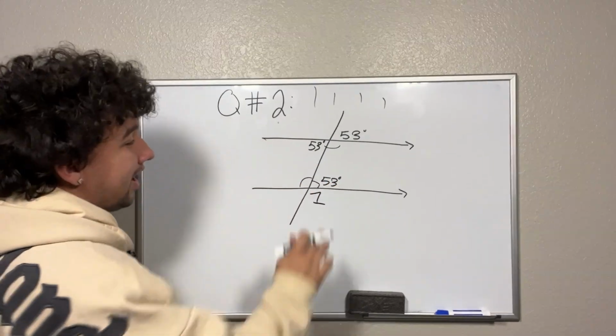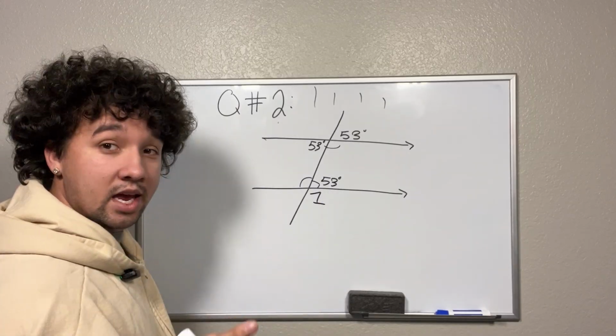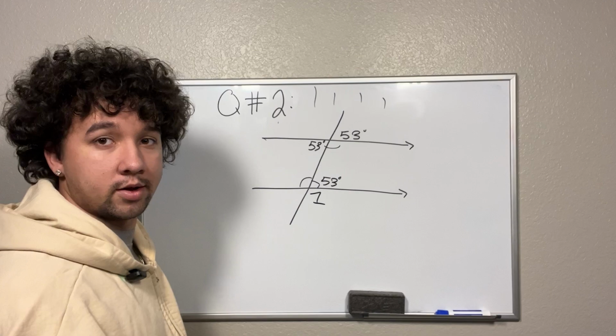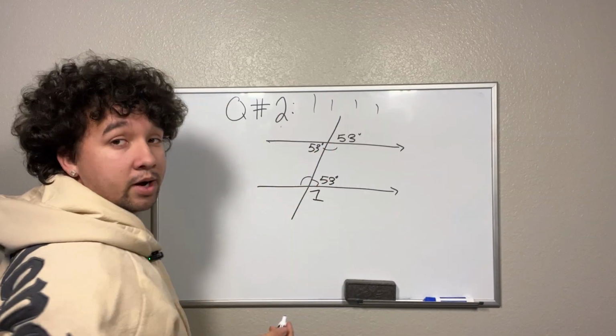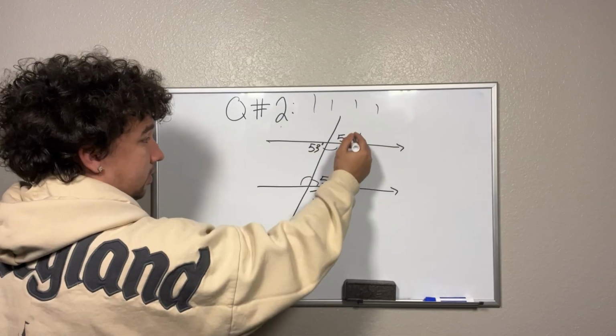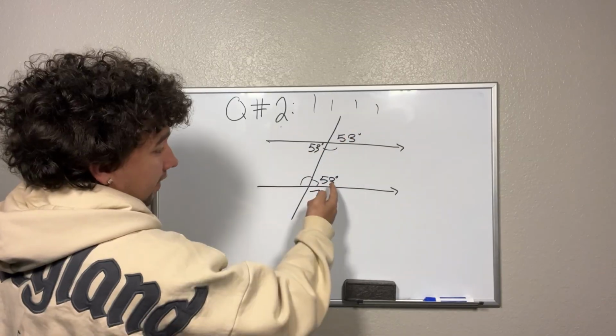Quick tip. Anytime you're dealing with parallel lines, there's only two possible answers. They're either the same or they add up to 180. It's one or the other. So you'll notice as I go through this, there's only two possible numbers that are gonna show up, and it's gonna be 53 degrees and 180 minus 53 degrees. I have 53 degrees here.